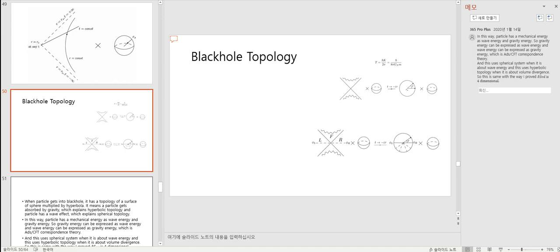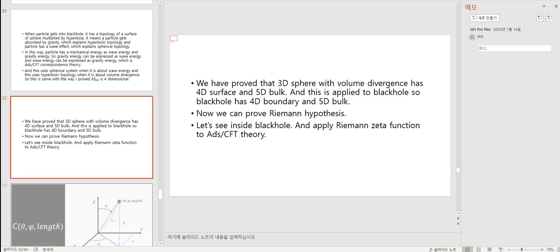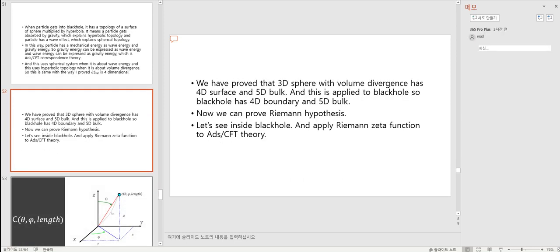So this is the same as the way I proved dS3D is 4-dimensional. We have proved that a 3D sphere with volume divergence has a 4D surface and 5D bulk, and this is applied to a black hole, so a black hole has a 4D boundary and a 5D bulk. Now we can prove the Riemann hypothesis.